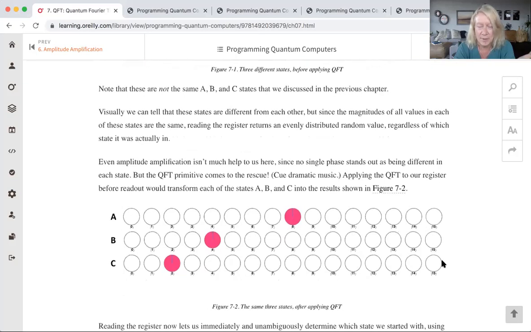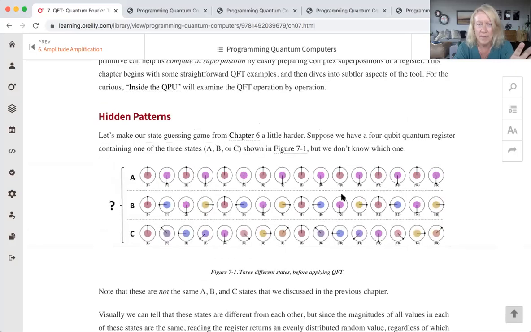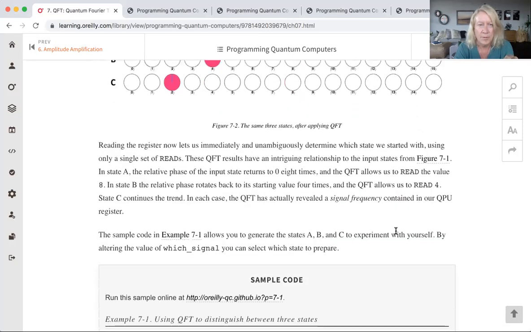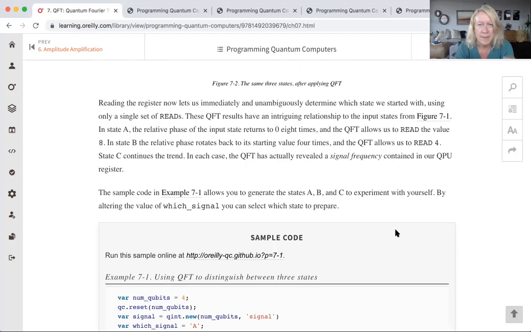these results. So they're saying this magic function that they're going to show us how it works in this chapter allows us to get meaningful information out of this register where we have the magnitudes that are the same. And so that kind of is the starting point. All right, so it tells us we can immediately and unambiguously determine which state we started with using a single read. QFT has a great relationship to the input states.